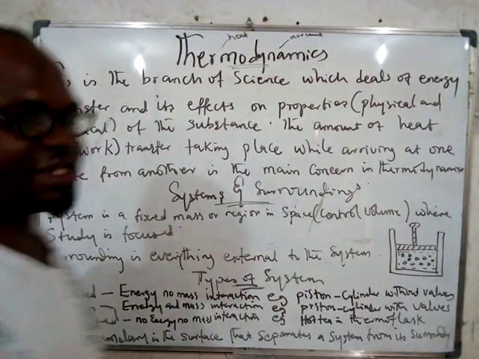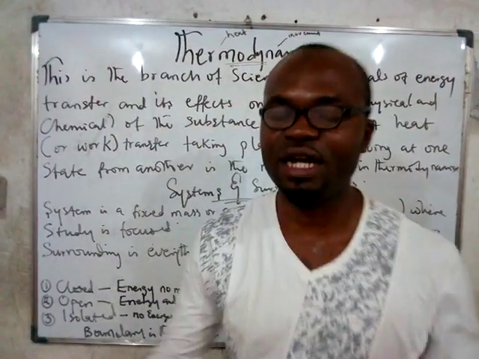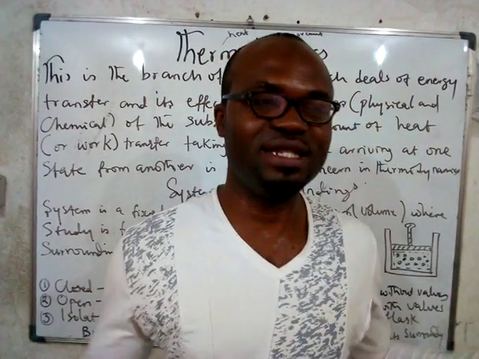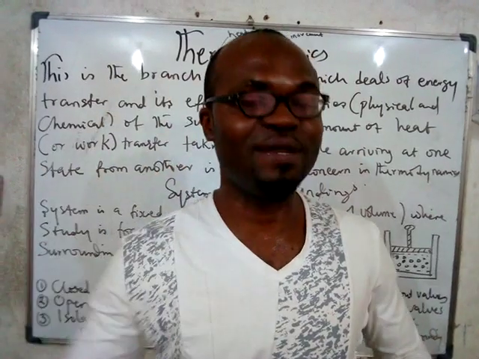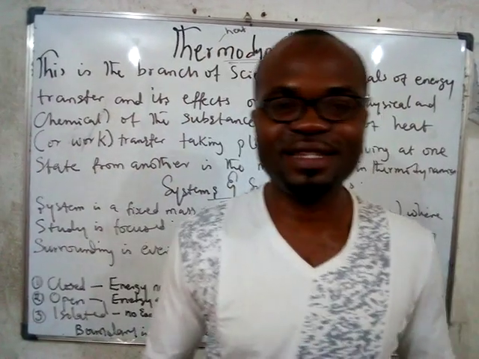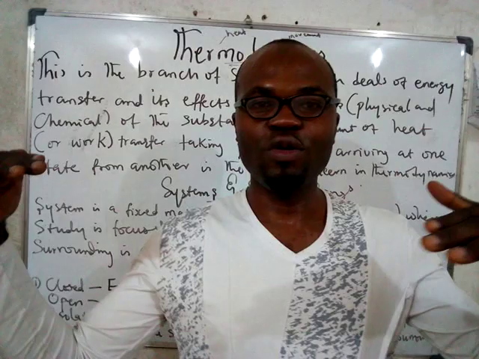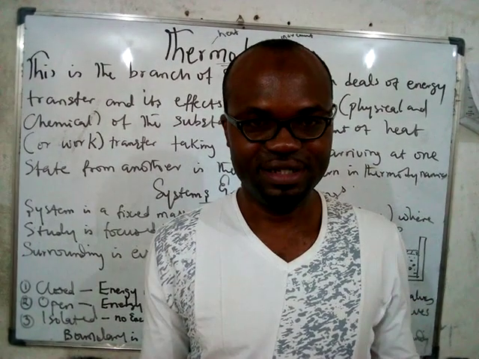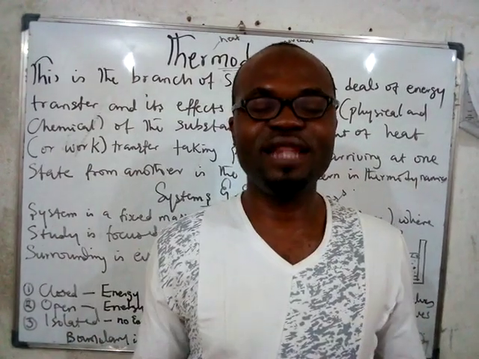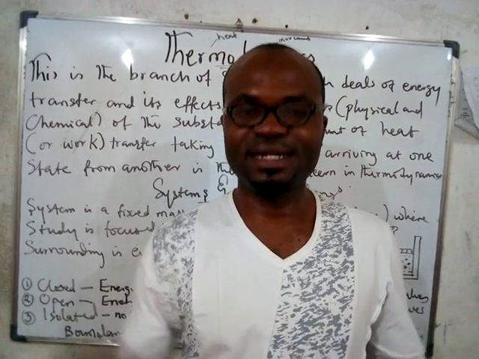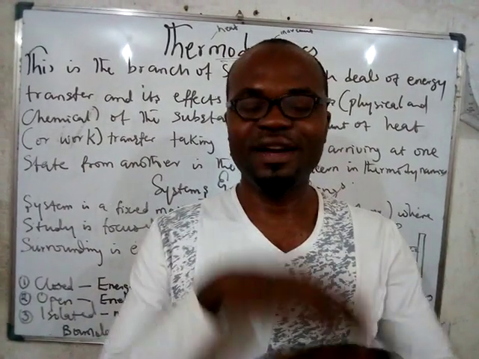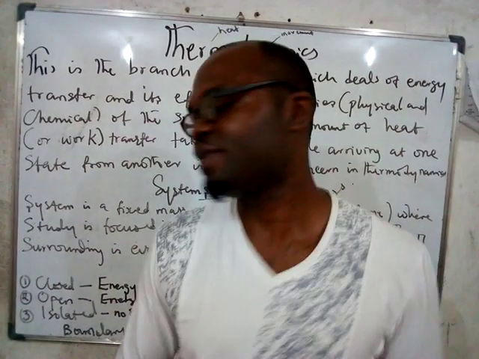Now there are three types of system that you can have. You can have what we call closed system, open system, or isolated system. Whenever you hear the word closed system, it simply means a system where there could be only energy transfer. There is no mass transfer. Open system is where there are both mass and energy transfer. Isolated system is where you don't have mass or energy transfer.